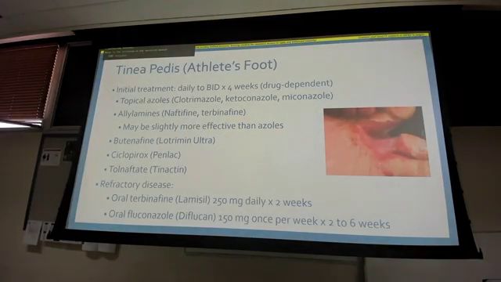So for athlete's foot, initial treatment is going to be daily to twice daily for 4 weeks, depending on what drug you use. You can use topical azoles, allylamines, there's tons of different things that you can pick. Biggest thing for refractory disease, we're going to reach for the oral terbinafine, 200 milligrams daily for 2 weeks, or we can potentially do fluconazole, 100 milligrams once per week for 2 to 6 weeks.